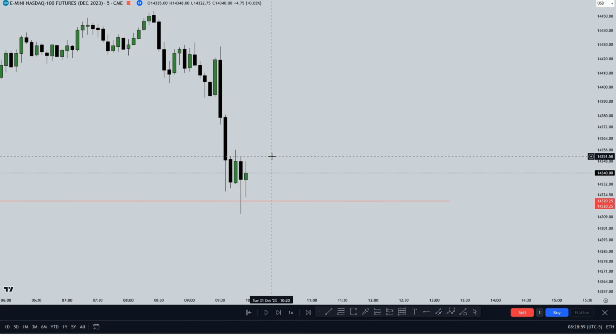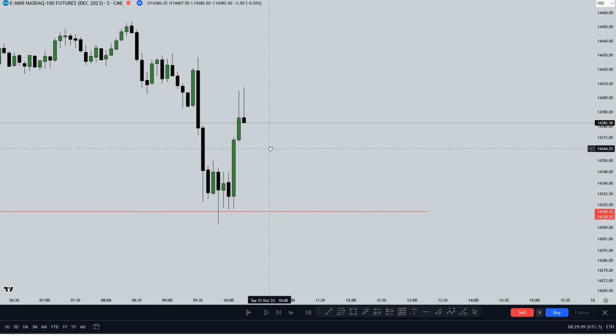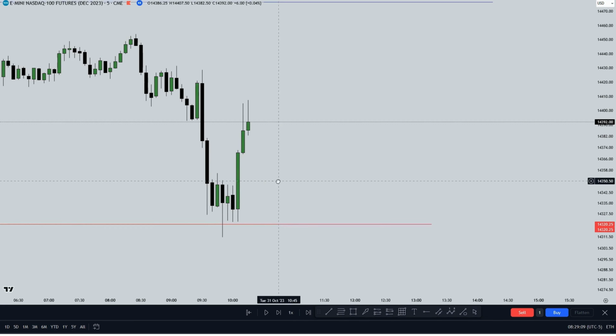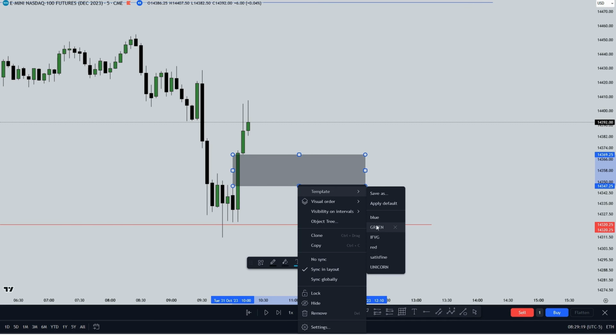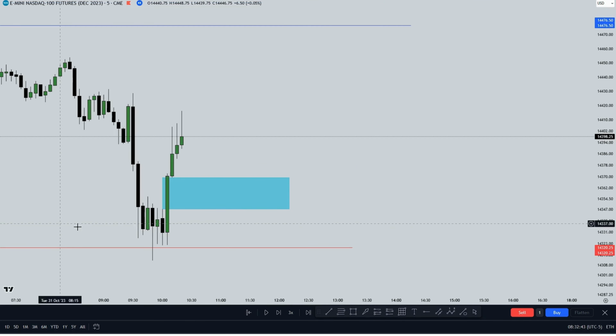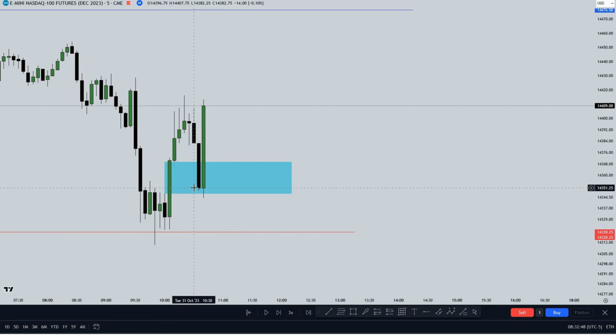Now when we are at the 5-minute, we want to find the first fair value gap that forms. Right here, as you see, we have a fair value gap. Now we want to see what happens whenever we touch this fair value gap. Right here we touch the fair value gap, and it's very important that we don't close below the fair value gap. We only just touch the wick through the fair value gap.